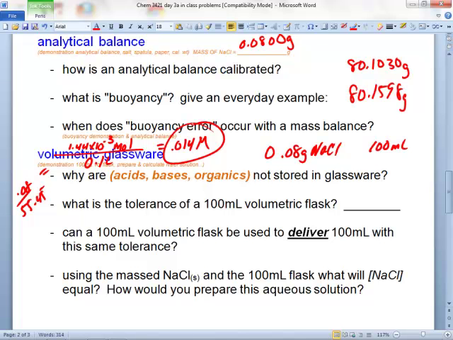Casey, which one? One in three chance here. Acids? No.